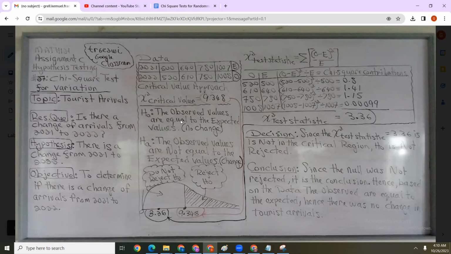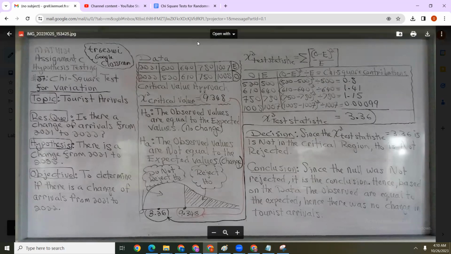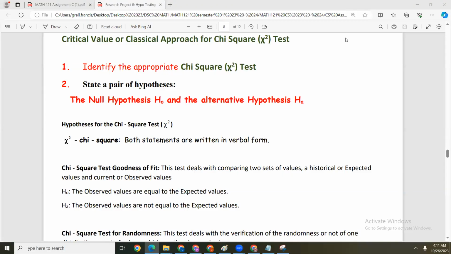9.348, sorry. Now, the first step in the chi-square test is to state a pair of hypotheses after you have identified the appropriate chi-square test. You can get these steps in the file labeled Research Project and Hypothesis Testing, Critical Value or Classical Approach for chi-square test. So the first step is to identify the chi-square, which is a chi-square test for variation in this case. And the second step is to state a pair of hypotheses, the null and the alternative.